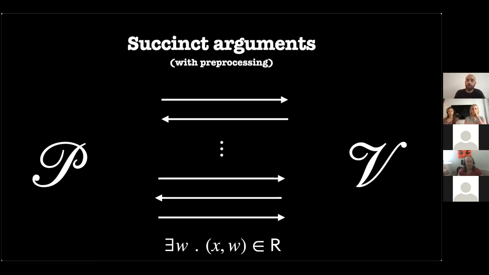Actually, I will be talking about arguments with preprocessing. What does it mean? It means that the verification time is even sublinear in the size of the statement. So the verifier is super efficient, and we're going to focus, again, on these sort of interactive protocols between prover and verifier, where security holds computationally.